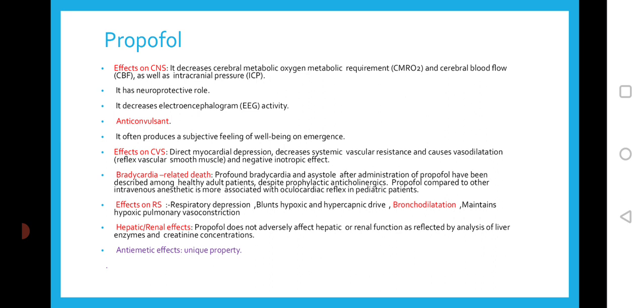On respiratory system, it causes respiratory depression, blunts hypoxic and hypercapnic drive, bronchodilation, maintains hypoxic pulmonary vasoconstriction. On hepatic and renal effects, propofol does not adversely affect hepatic or renal function as reflected by analysis of liver enzymes and creatinine concentration. It has the unique property of anti-emetic effects.